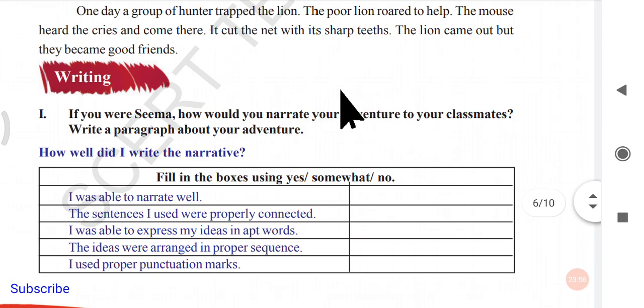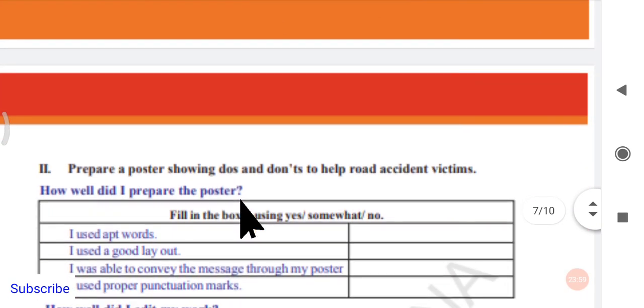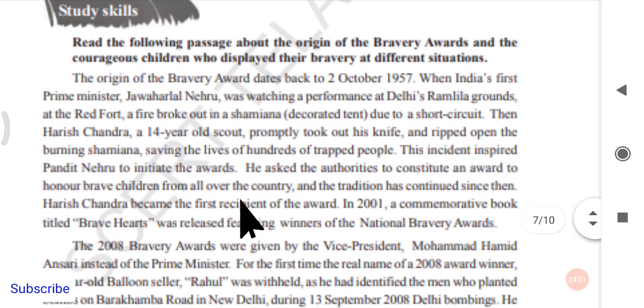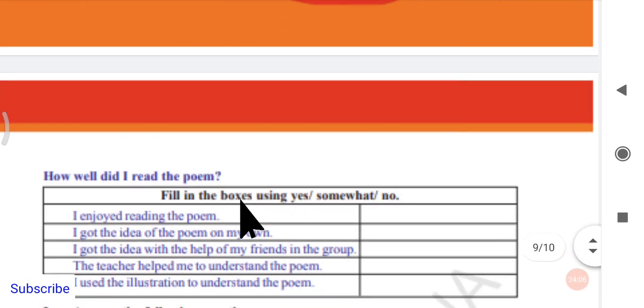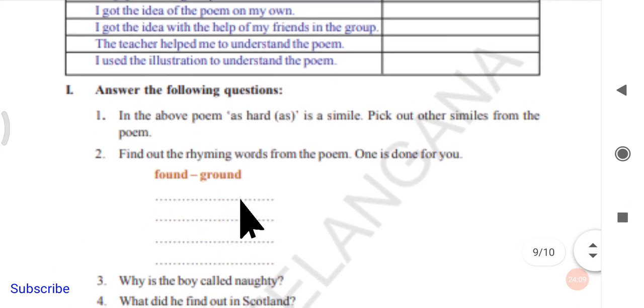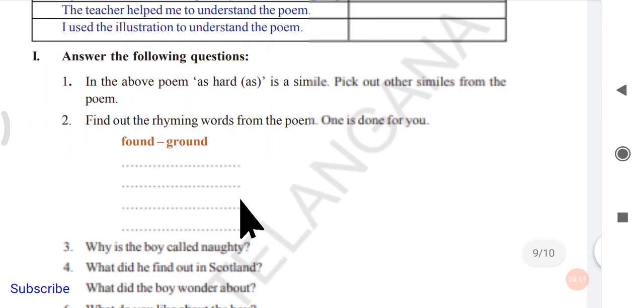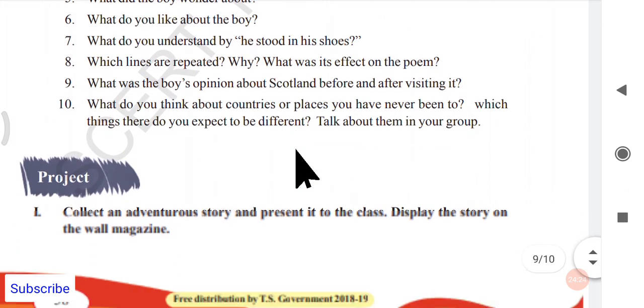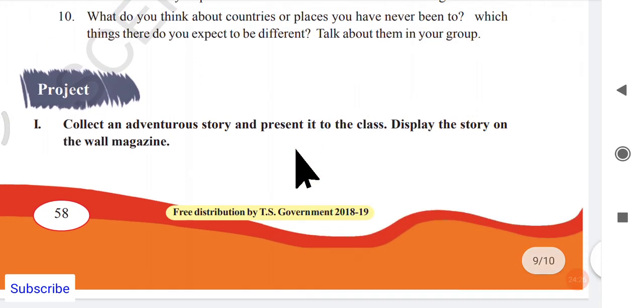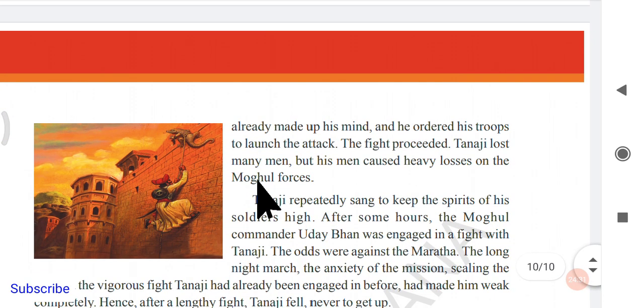So here you have a writing exercise and all that you can do on your own. Next, this everything is not needed. Study skills you have to read on your own. Listening and speaking also you have to do. Next, after the poem we have some rhyming words here. So find out the rhyming words from the poem. One is done for you. Frown, ground, near, dear. Okay, so that trams, rams, those types of rhyming words are there in the poem. Please find out that. So here you have a project also. Collect an adventurous story and present it to the class. Display on storyboard. This does not come under grammar.